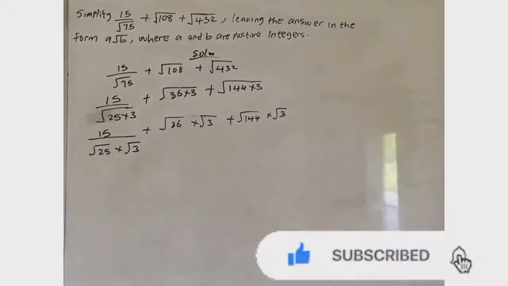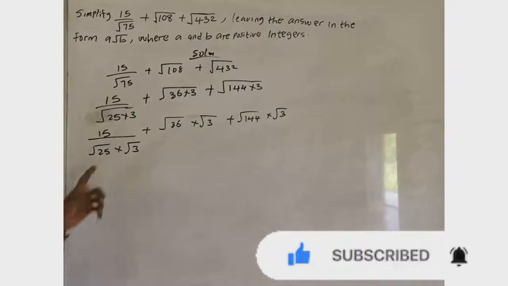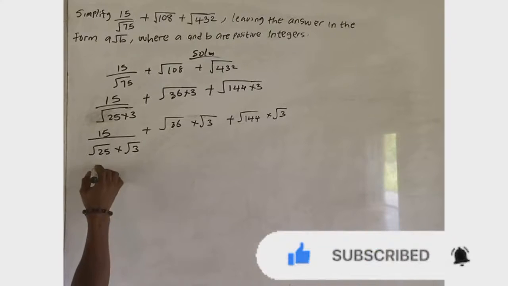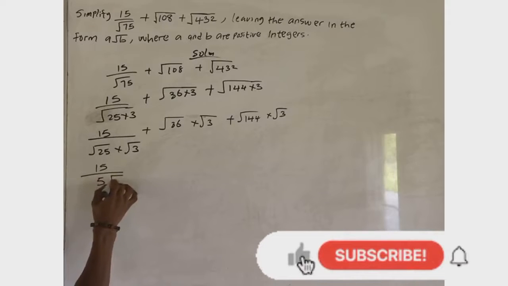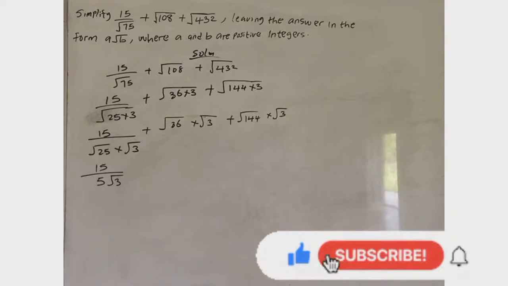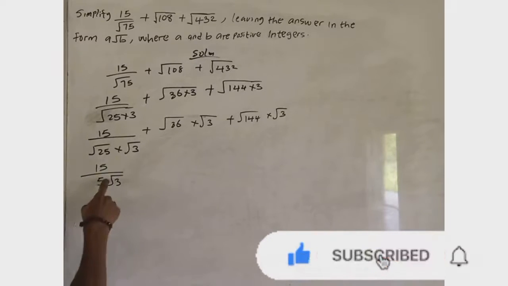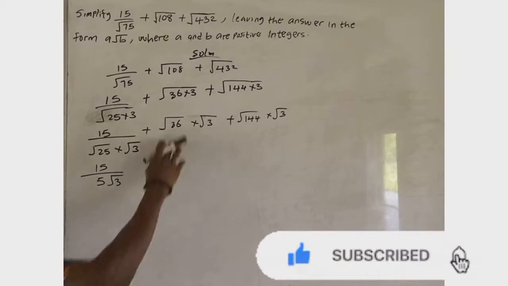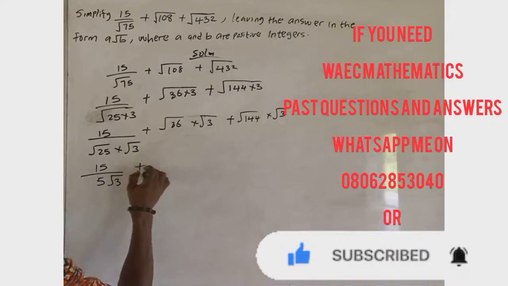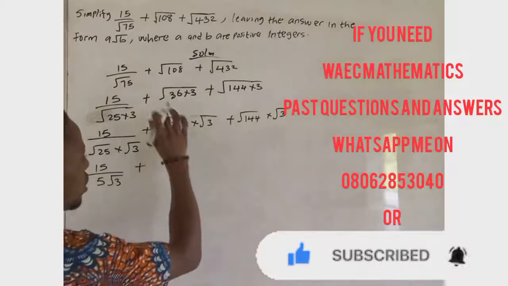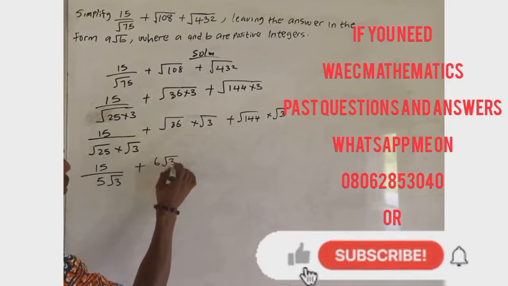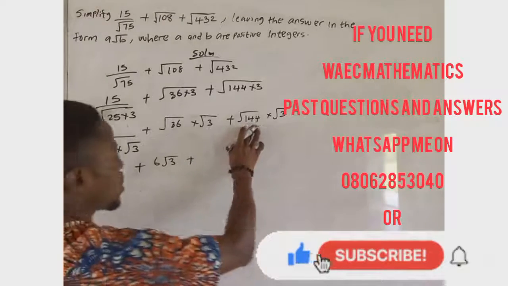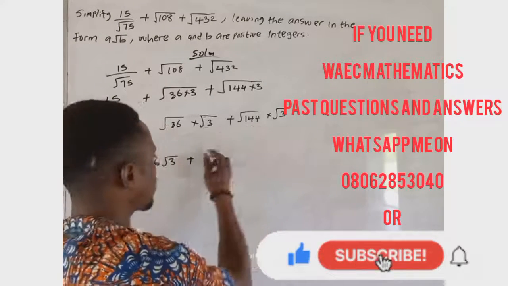Now let's find the roots. Root 25 gives us 5, so here we have 15 over 5 root 3, because we have multiplication here, not plus. The same goes for the next term: plus root 36, which gives us 6 root 3, plus root 144, which gives us 12.